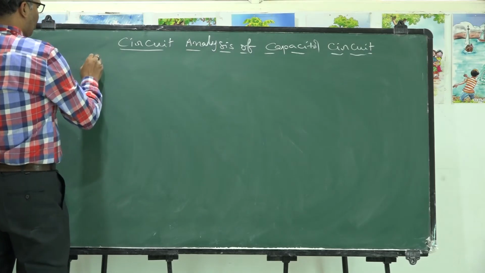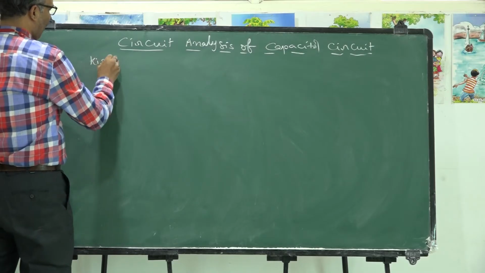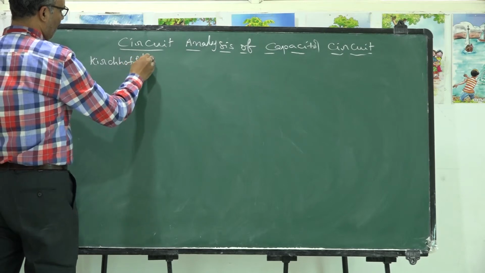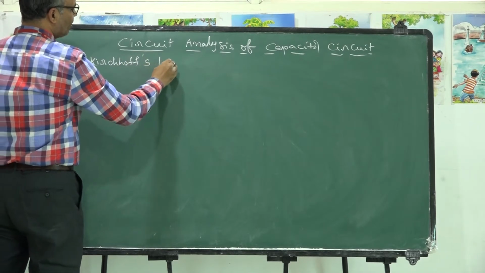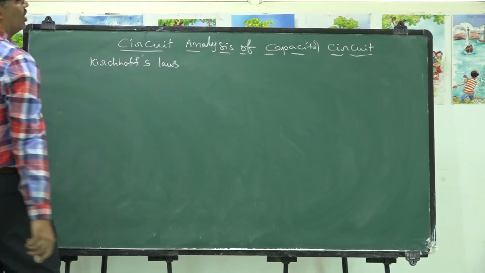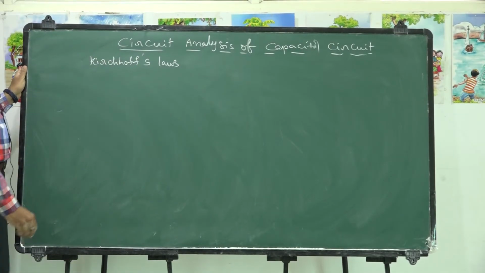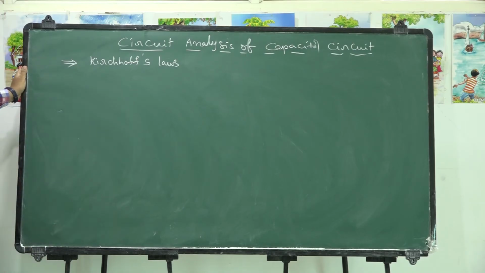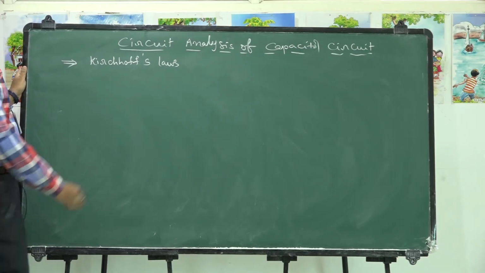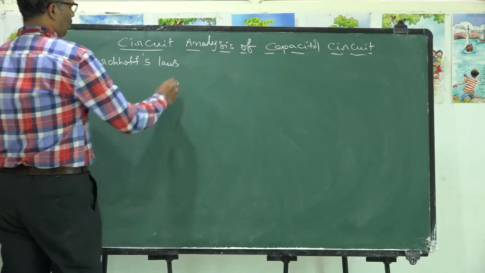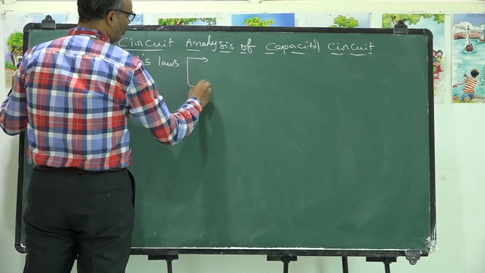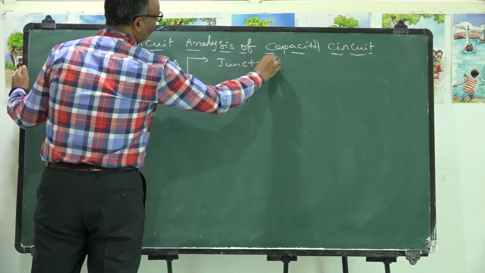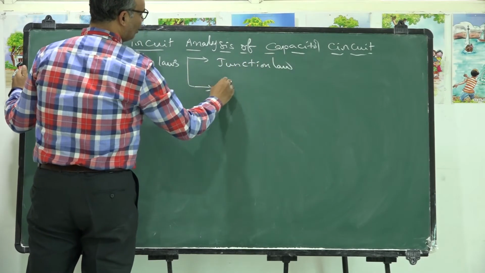Here, there is a scientist named Kirchhoff. He proposed certain laws to do the circuit analysis. Let us understand Kirchhoff laws in today's class. Kirchhoff proposed two laws to do the circuit analysis. The first law is called junction law. The second law is called loop law.